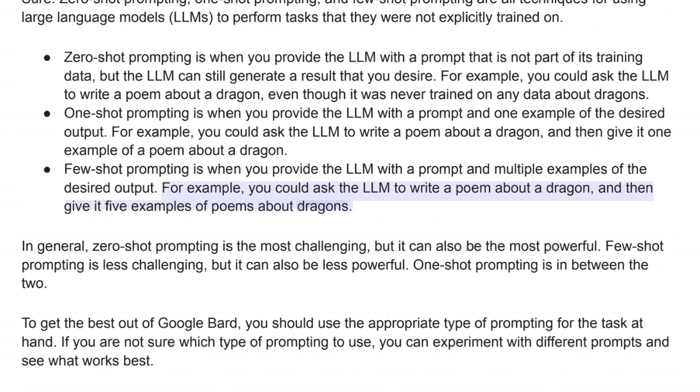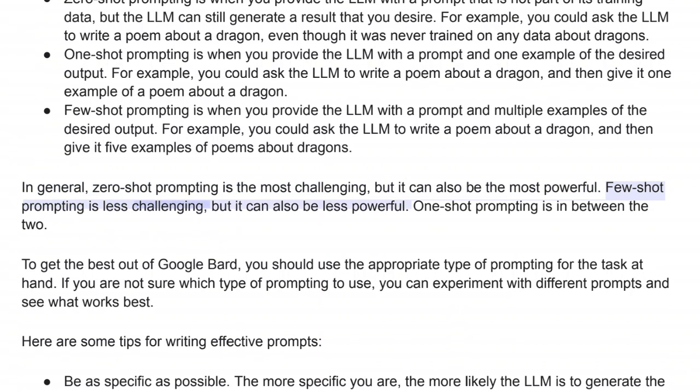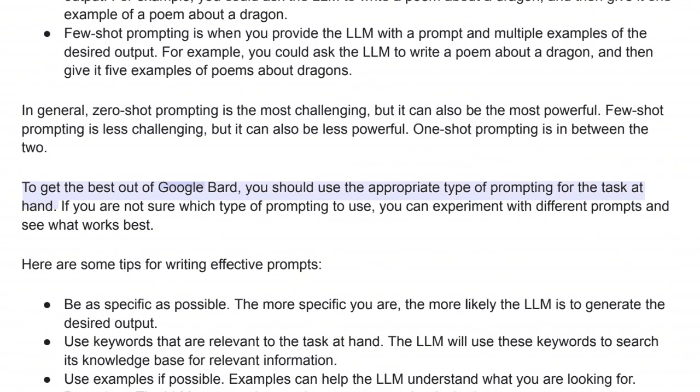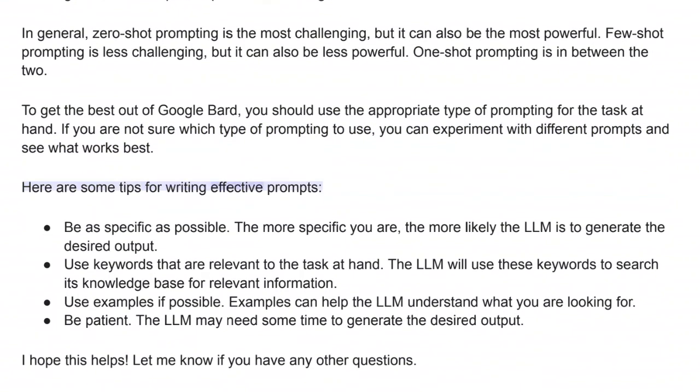of poems about dragons. In general, zero-shot prompting is the most challenging, but it can also be the most powerful. Few-shot prompting is less challenging, but it can also be less powerful. One-shot prompting is in between the two. To get the best out of Google Bard, you should use the appropriate type of prompting for the task at hand. If you are not sure which type of prompting to use, you can experiment with different prompts and see what works best. Here are some tips for writing effective prompts.